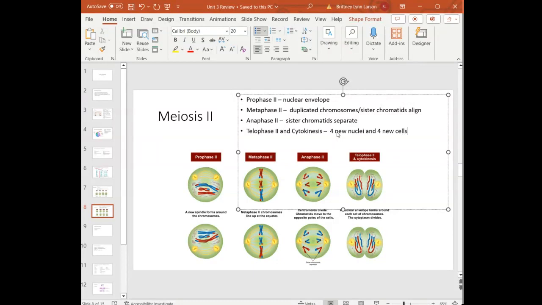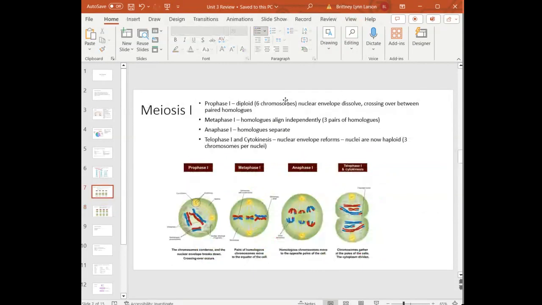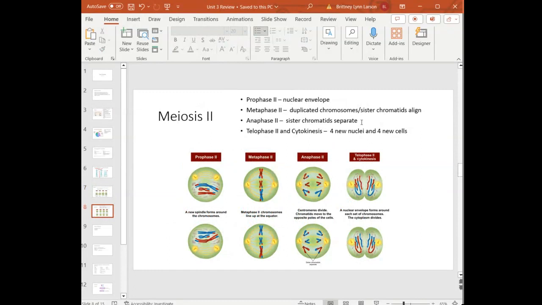Remember, cytokinesis is division of the cytoplasm and organelles, whereas meiosis and mitosis is division of the nucleus. So telophase is going to be the nucleus reforming, because that's about the nucleus. Cytokinesis is the division of the cells. And that was one of the big ones that I had questions on.